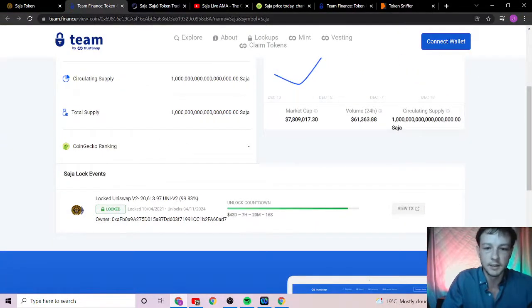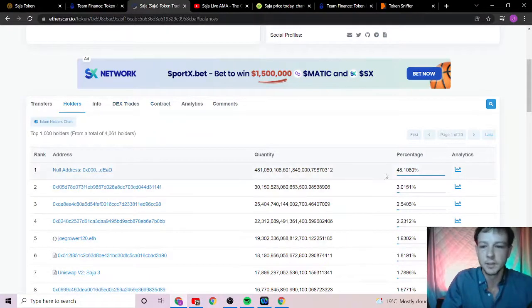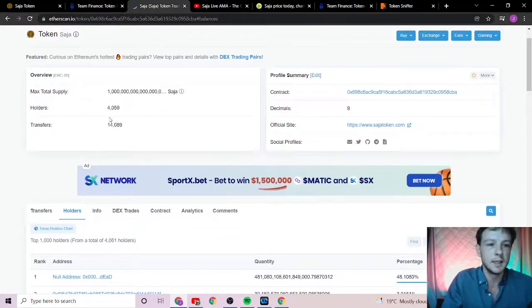It's unlocked in 843 days, my apologies. And when you go to the e-scan, the holders, that's the burn wallet with 48.1%, and so it's still got just over 4,000 holders, so it's still a new coin.